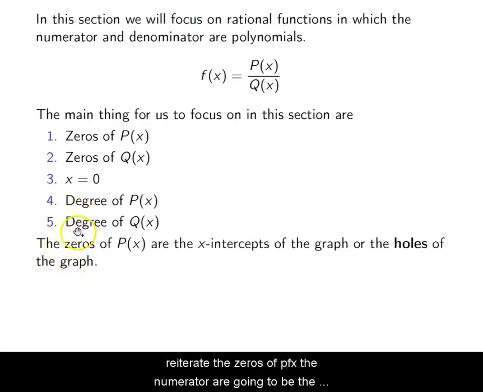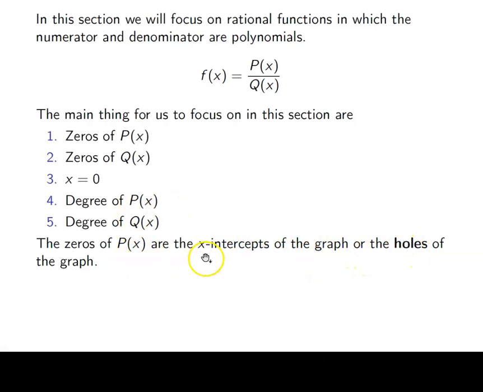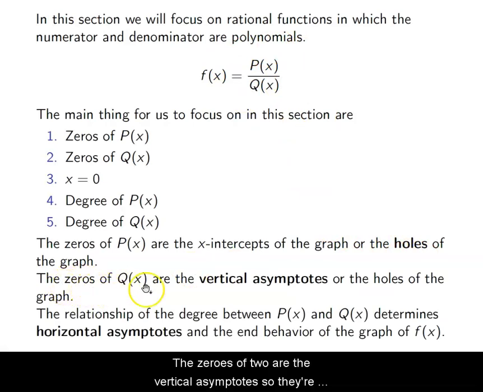Just to reiterate, the zeros of p of x, the numerator, are going to be the x-intercepts. They actually tell us where the holes of the graph are if they share a zero with q of x. If p and q both have a zero at the same location, it's no longer an x-intercept, and it's not a vertical asymptote either. It'll be a hole in the graph. The zeros of q are the vertical asymptotes, so they're like invisible fences that we're not allowed to cross. And the relationship of the degrees of p and q determines the horizontal asymptote and the end behavior of the function overall.